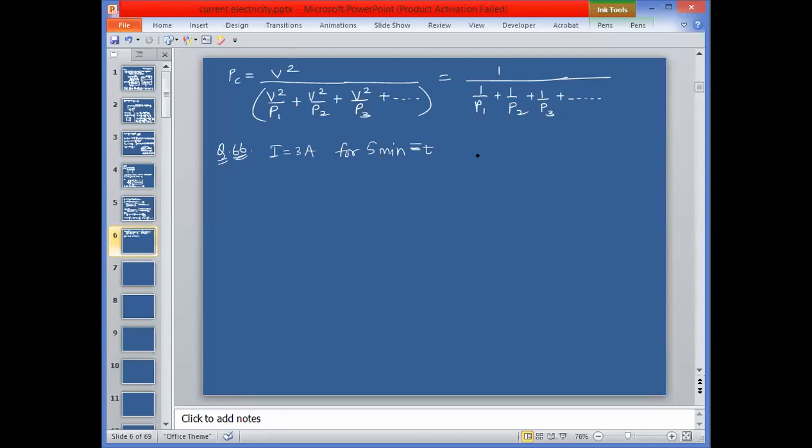Okay. In an electrical circuit 900 joule of work is to be done. त्यासाठी वर्क किती लागतंय? 900 joule एवढं वर्क लागतंय. Current is given, time is given, and how much work is required to be done? 900 joule. Find EMF of the source in the circuit. EMF विचारले किंवा पोटेन्शियल डिफरन्स विचारले. वर्क डन दिले, करंट दिलाय, टाइम दिलाय, EMF किंवा पोटेन्शियल डिफरन्स विचारलाय.